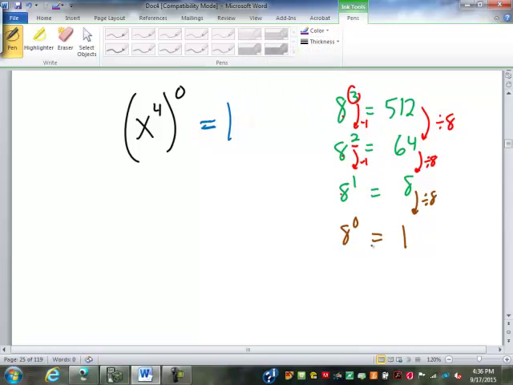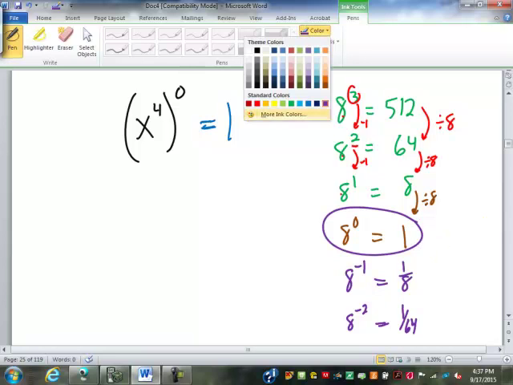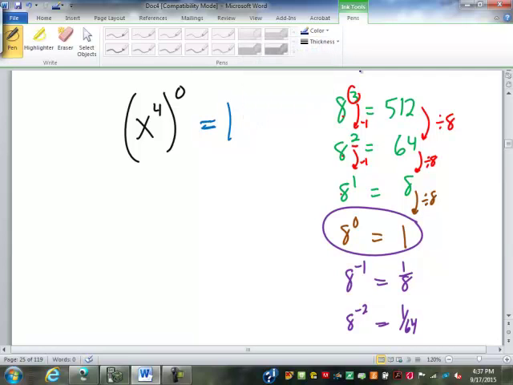Now we mentioned briefly, if we kept going, 8 to the power of negative 1, what's 1 divided by 8? 1/8. And 8 to the negative 2 would be 1/64. So 8 to the power of 0 is 1. And I can go to any other number. I could put in 5 if I wanted to.